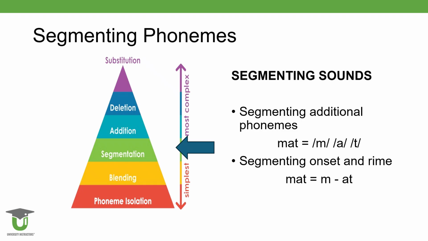M, a, t. As they are saying these three sounds, they can extend a single finger for every phoneme that they hear, starting with the thumb, extending the index finger with a, and extending the middle finger for t. Lastly, they blend the phonemes together as they bring their hands back to their chest or their fists and say the word mat. In segmenting onset and rhyme in the word mat, again, M is the onset and at is the rhyme.